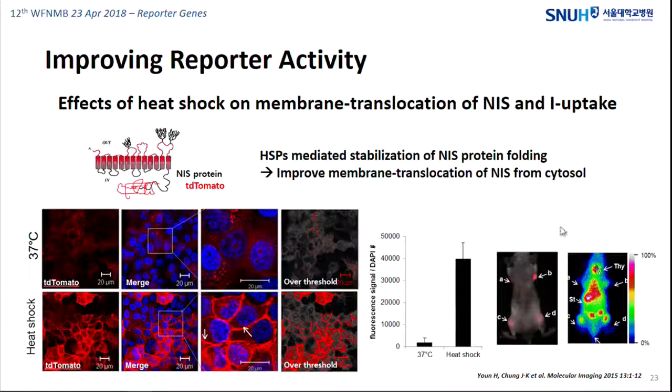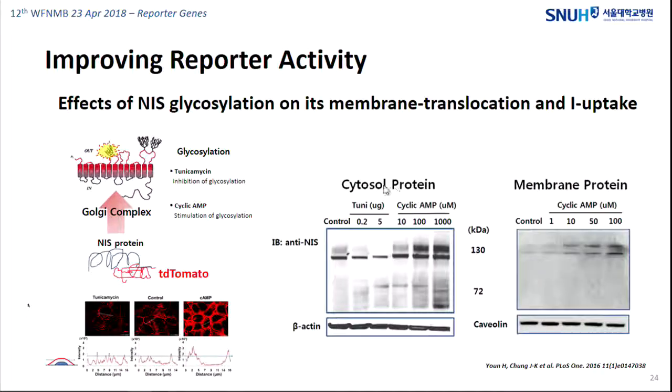And also, we can implant these cells into the mouse and see what is going on. After this side, B and D, we treated with the heat shock. In that case, we can clearly increase this activity. So we can think about combination with hypothermia in the NIS application. Maybe it can work. And also, we tested that glycosylation is really important for integration into the membrane.